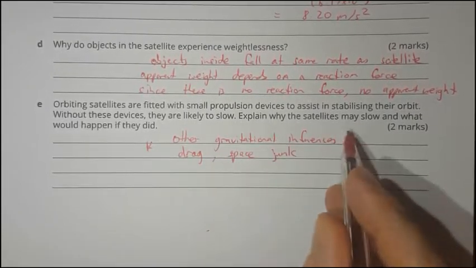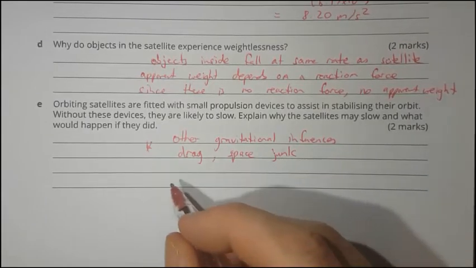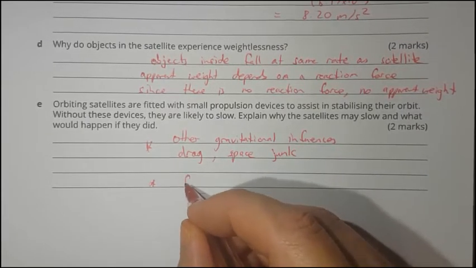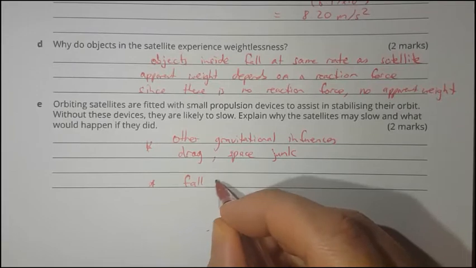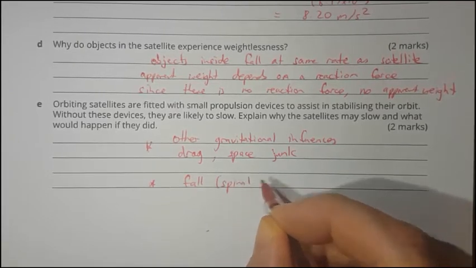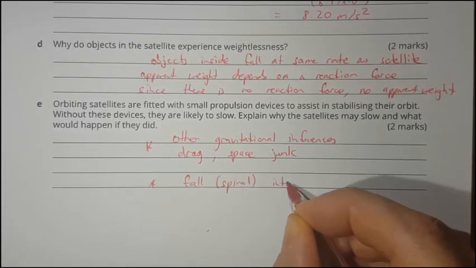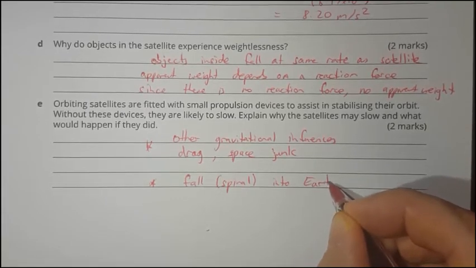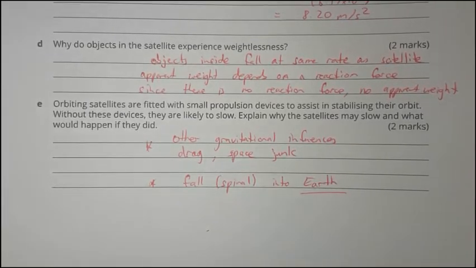The second mark says explain what would happen if they did: effectively fall to the Earth, or more technically spiral into the Earth. There we go, you're done.